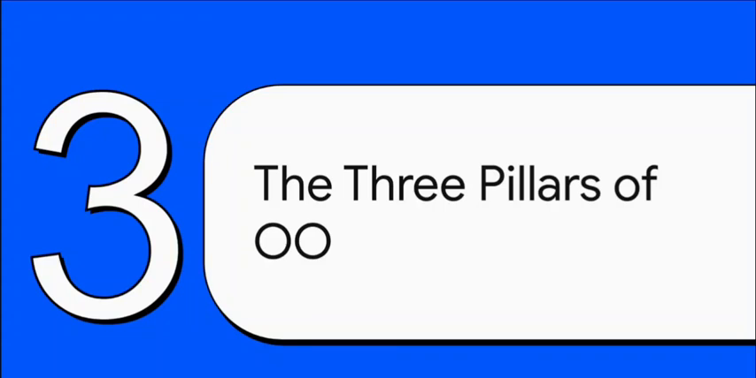All right, so to really get this new mindset, we have to understand its foundation. Object-oriented programming is really built on 3 main ideas, or pillars, that all work together to help us create code that's super robust and flexible. Let's break them down, one by one.